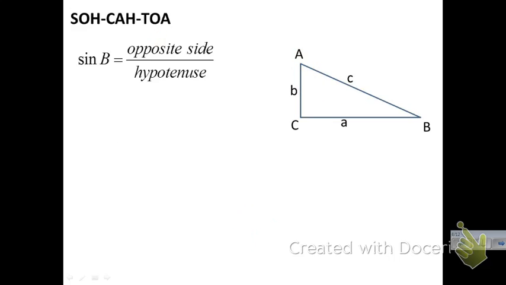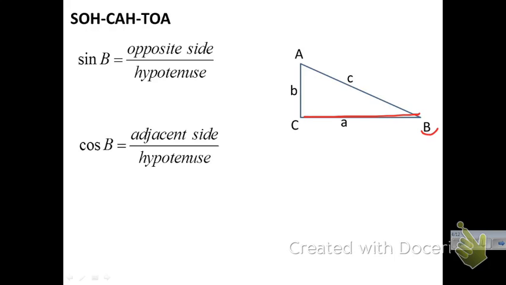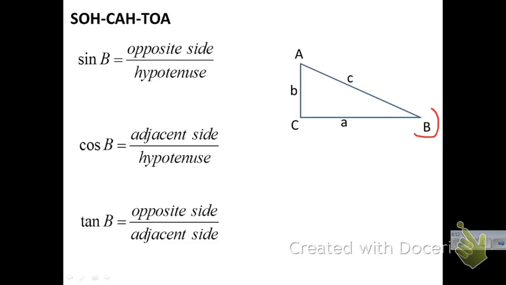And then I wanted to talk about what if we talk about sine of angle B now? It would be the side opposite, in this case B over the hypotenuse C. Cosine of B would be the adjacent side to angle B, so that would be A over the hypotenuse. And tangent of angle B is equal to the side opposite over the adjacent, so B over A.